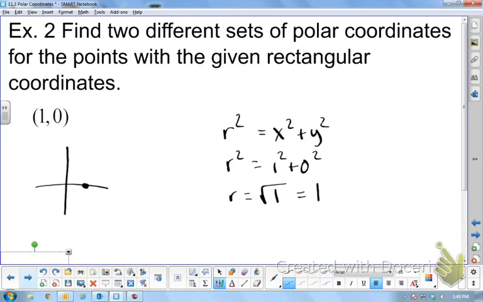How would we find the angle? What's our last formula that would give us angles? Tangent theta equals y over x, right?